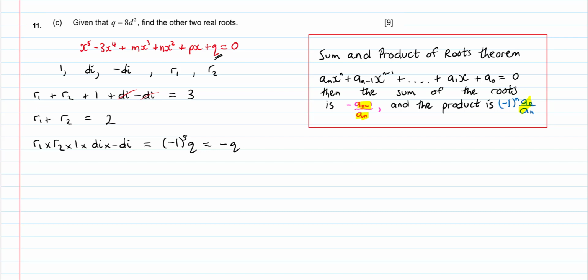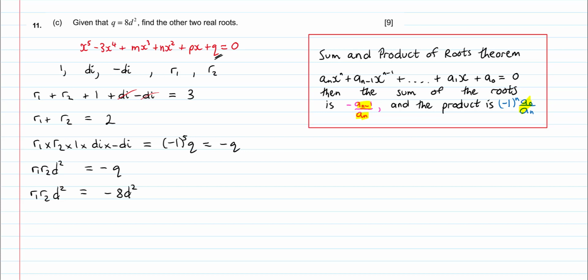So just tidying up this equation a bit then, we're going to get R1 times R2 times 1, so we'll just leave the 1 out, times di times negative di. So d times negative d is negative d squared, i times i is i squared, which is negative 1, so we're going to get d squared, and that is equal to negative q. And we know that q, given in the question, is 8d squared, so then we can write R1 times R2 times d squared is equal to negative 8d squared.